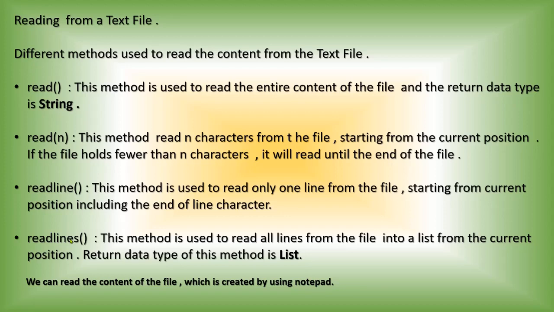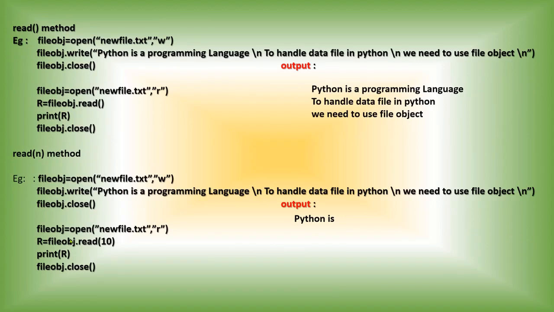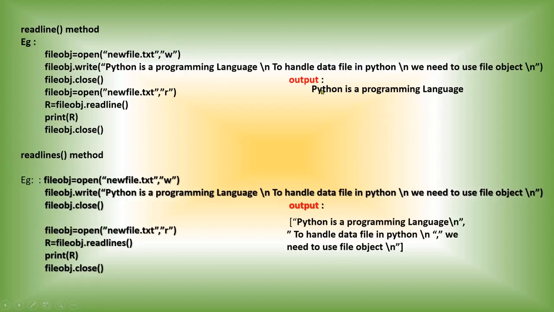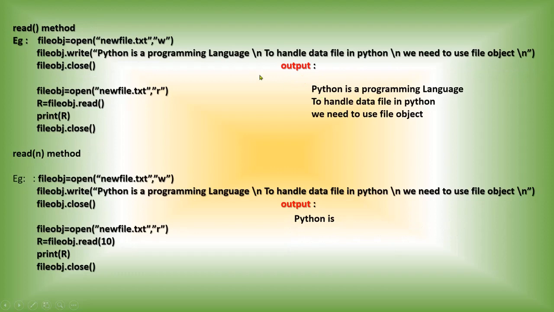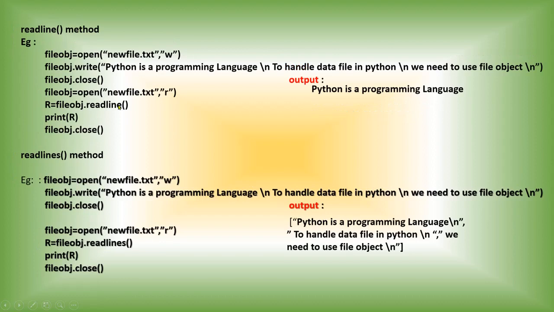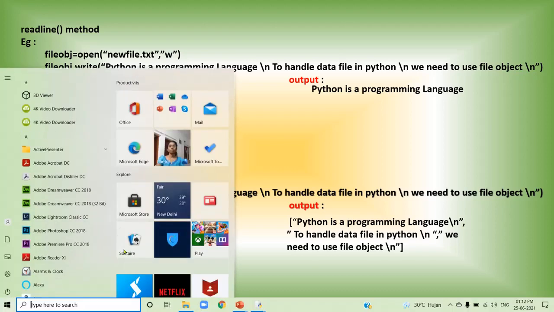Now we can see examples one by one. You just copy down these programs into your notebook, and I have written the output here also. For each case, the output is written over here. Just go through it. The first example represents the read method, the second is read with an argument, the third one is readline, and the fourth one is readlines. Now I'll try out each one of them in Python.